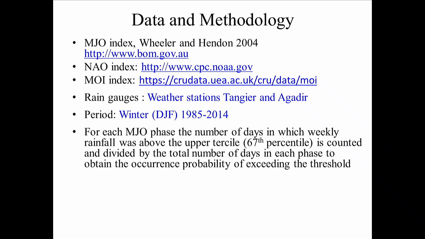We have chosen this upper tercile because it has been mentioned before in other works that it is a good threshold for trying to find this relationship between the oscillation of the MJO and precipitation elsewhere. So it's the same check for MJO. It is also a running mean, a 7-day running mean.